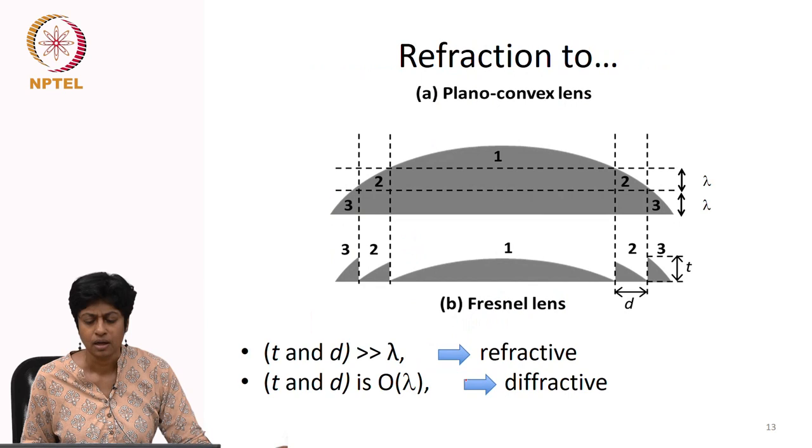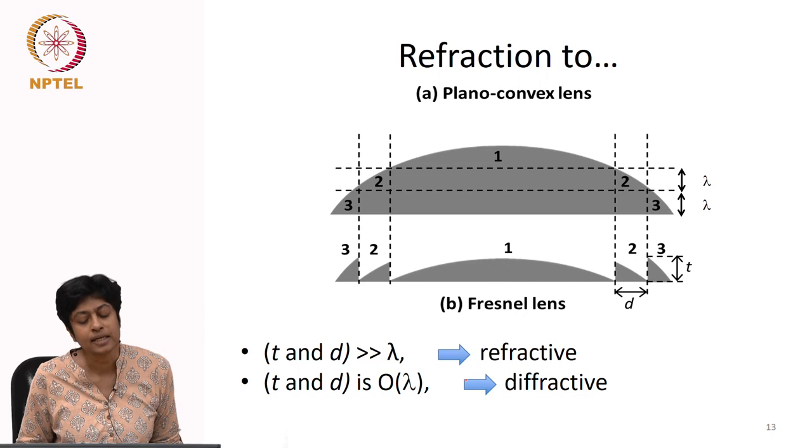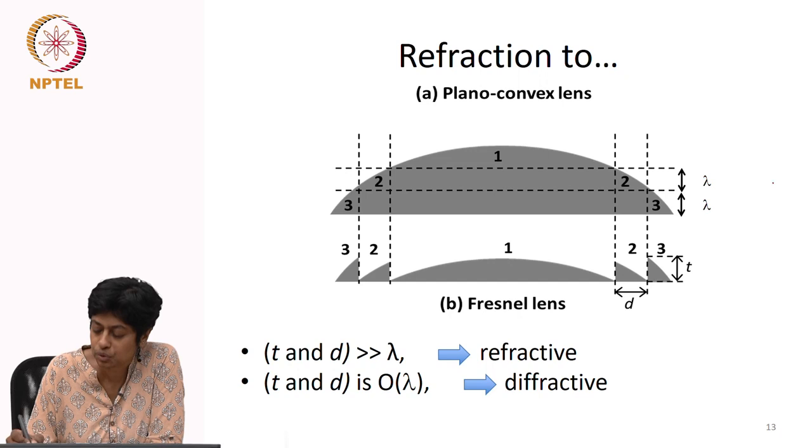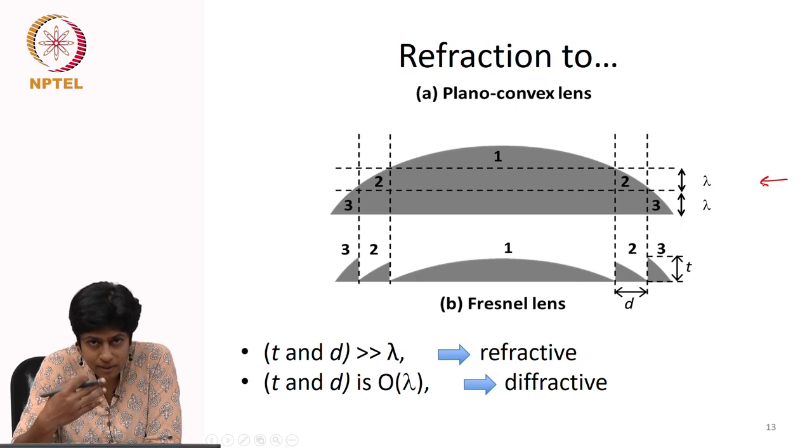So one of the simplest ways of thinking of designing a diffractive optical element is to start with your refractive optical element. So here you have a Fresnel, a plano convex lens. That's what's shown here. Now, if I look at this lens and I consider the thickness of the lens, what is the thickness of the lens providing in optical terms?